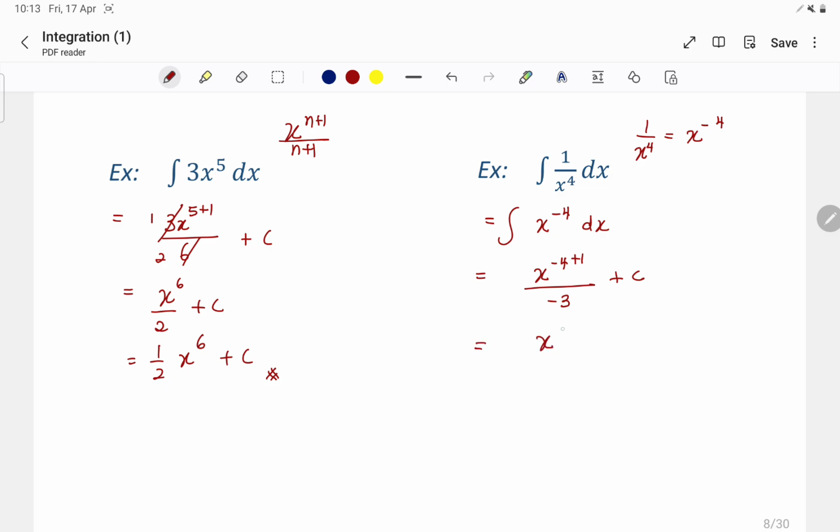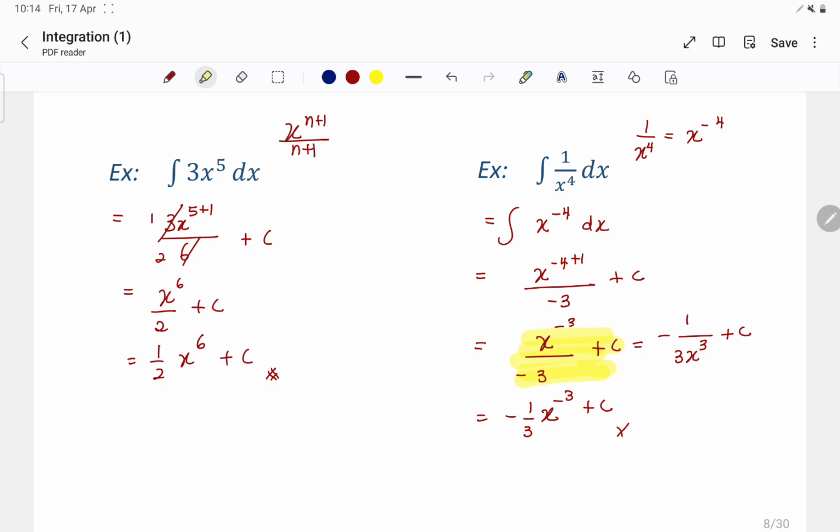So here you will get x to the power of negative 3, divide with negative 3, plus c. Or you want to make it prettier, negative 1 over 3 x to the power of negative 3 plus c. Or if you don't like this one, from here you can change to negative 1 over 3x to the power of 3 plus c. But then if you write up until here, we still allow up until this one.